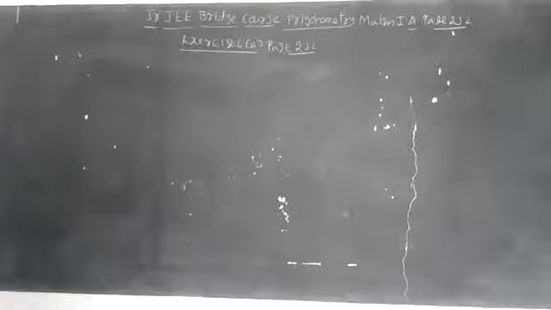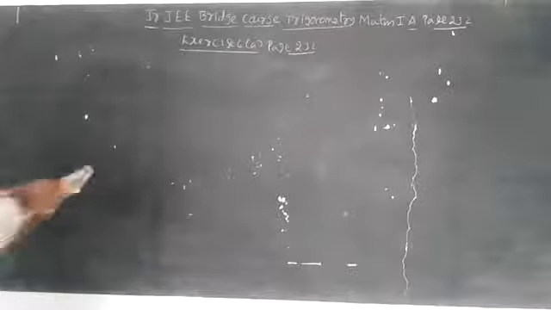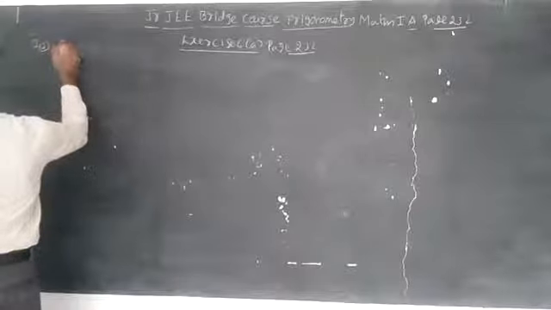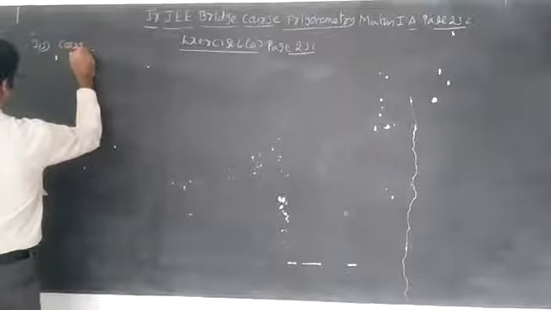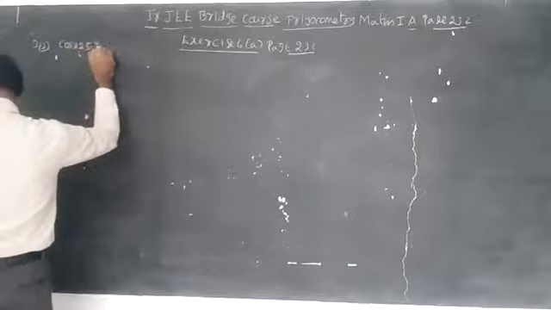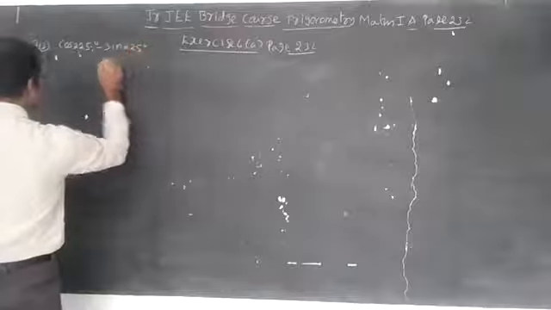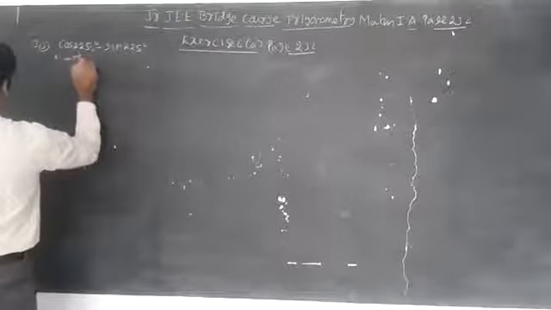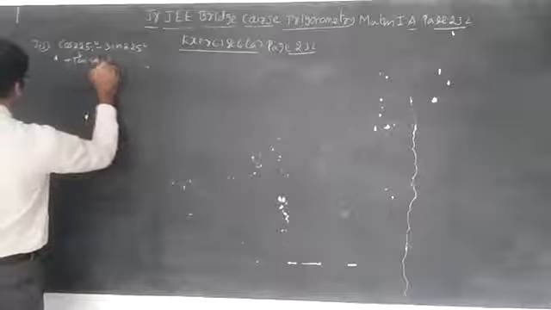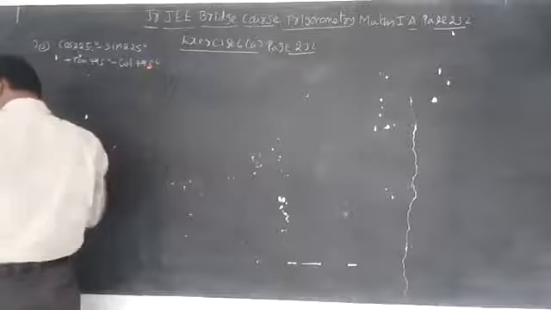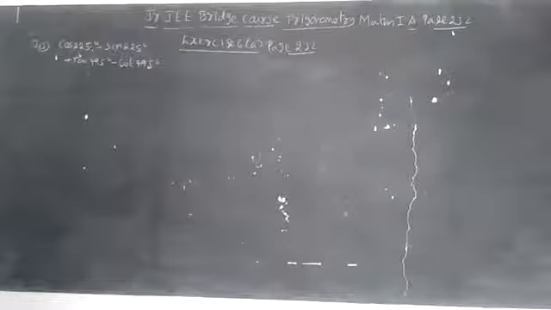Third question. The third problem. Cos 225 minus sin 225 plus tan 495 minus cot 495. Cos 225 minus sin.